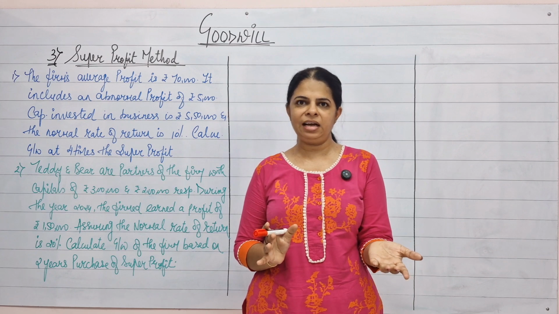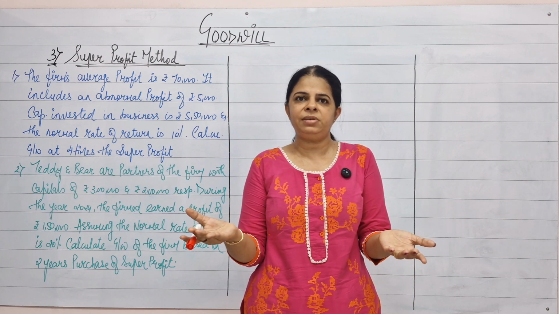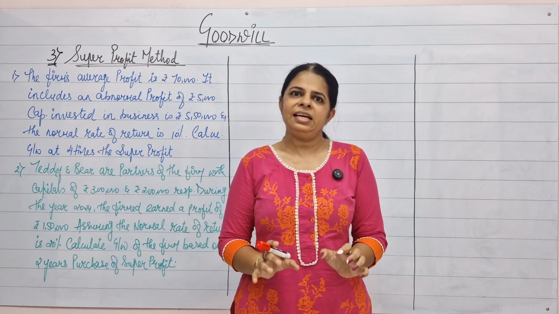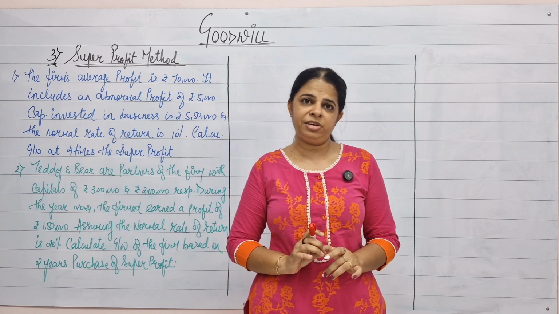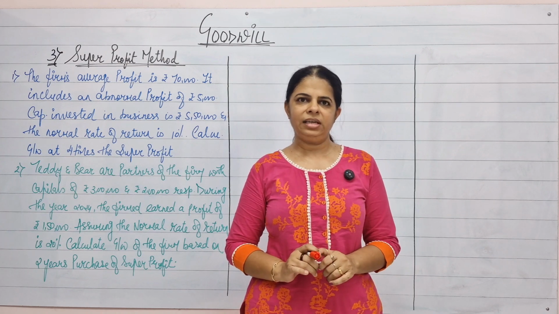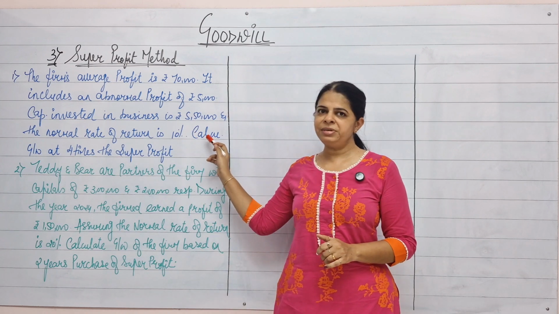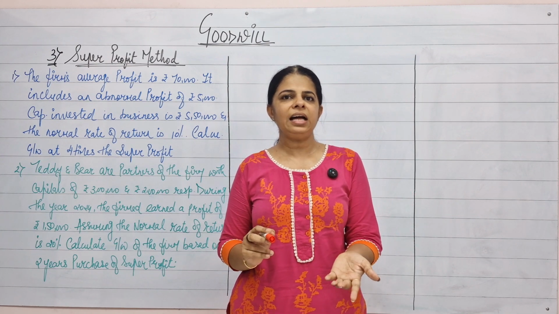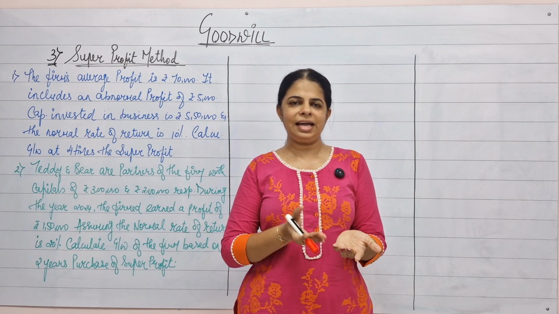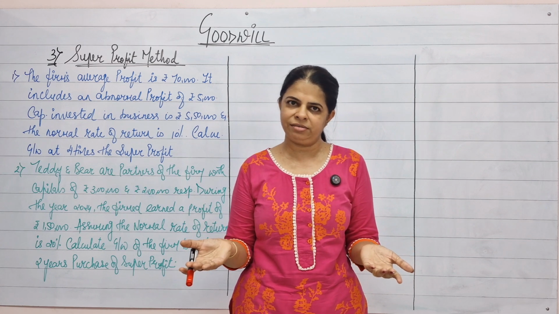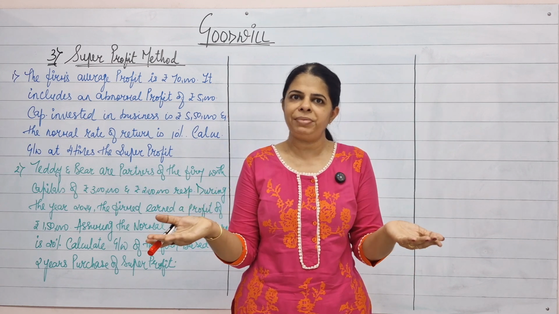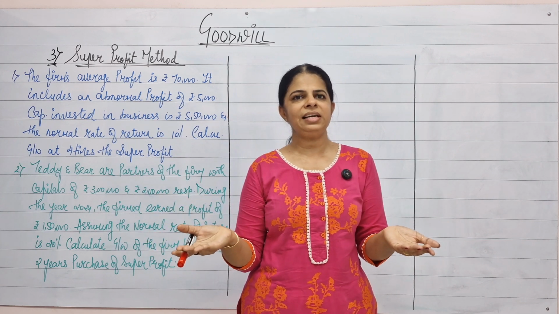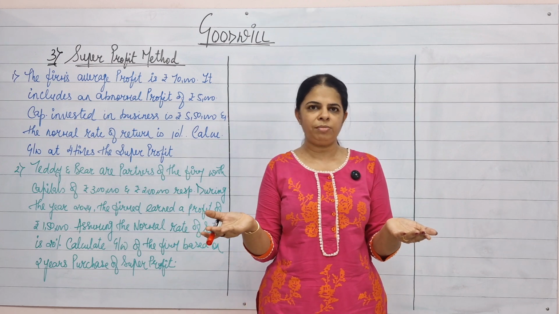We never compared our firm's profit with that of similar firms. We focused only on our own profit, which was the limitation. Now the super profit method, one step smarter, will consider our firm's profit and the profits of the market. Then we will compare both and arrive at our firm's super profit.